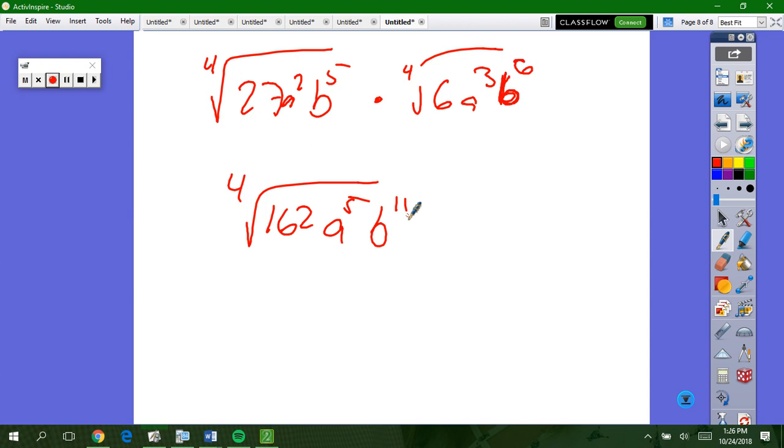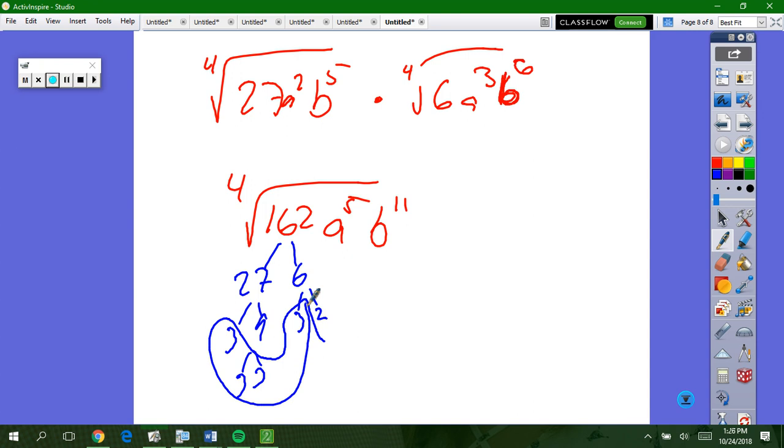Like roots, I can multiply everything underneath them. Now instead of having them as two separate radicals, I just have one, and I break it down. I'm looking for groups of 4. Guess what 162 is? 27 times 6. 27 is 3 times 9, so 3 and 3. Not a group of 4. But what's in 6? 3 and 2. Look right there. What do we find? A group of 4.